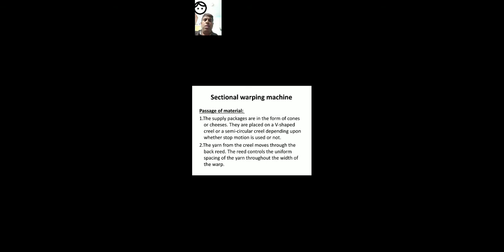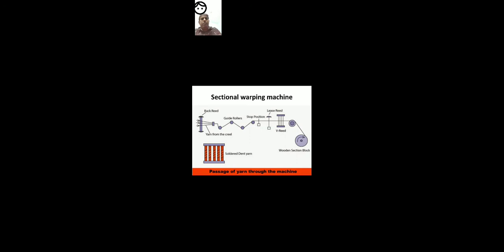Second point, the yarn from the creel moves through the back reed. I have shown you in the diagram here. This is the back reed. So please observe the yarn from the creel and the back reed.